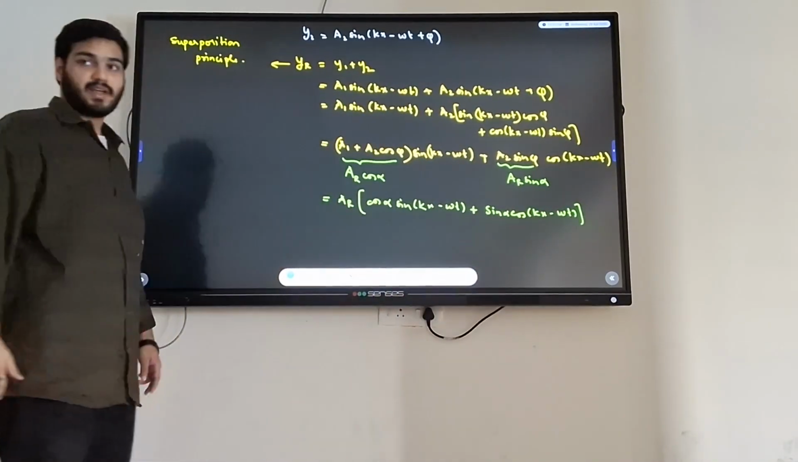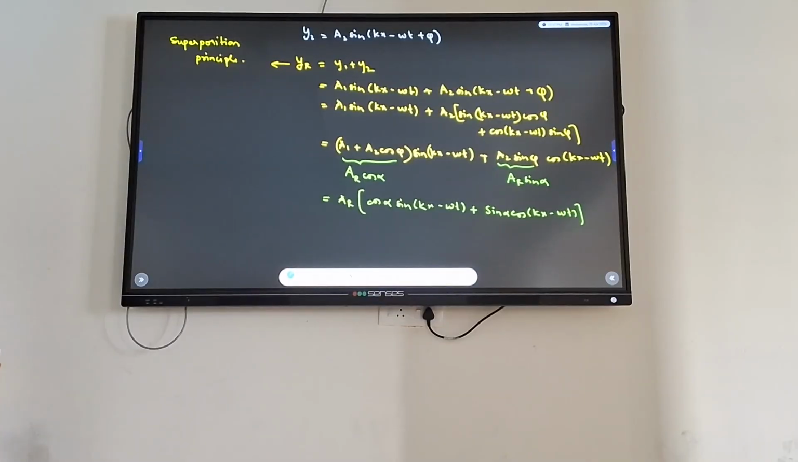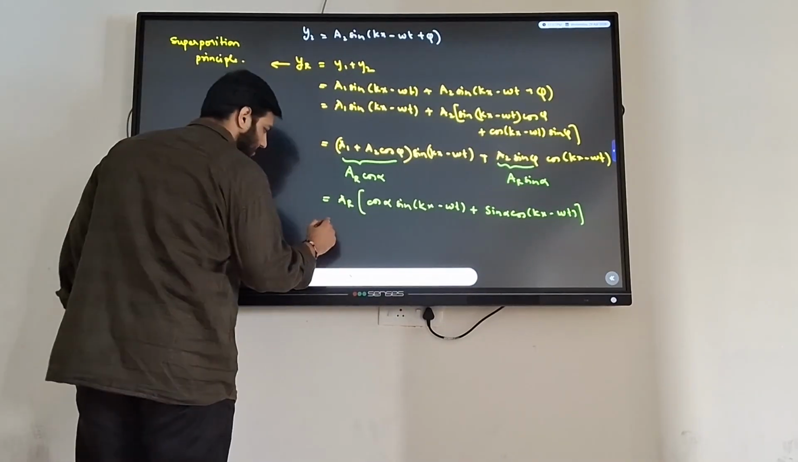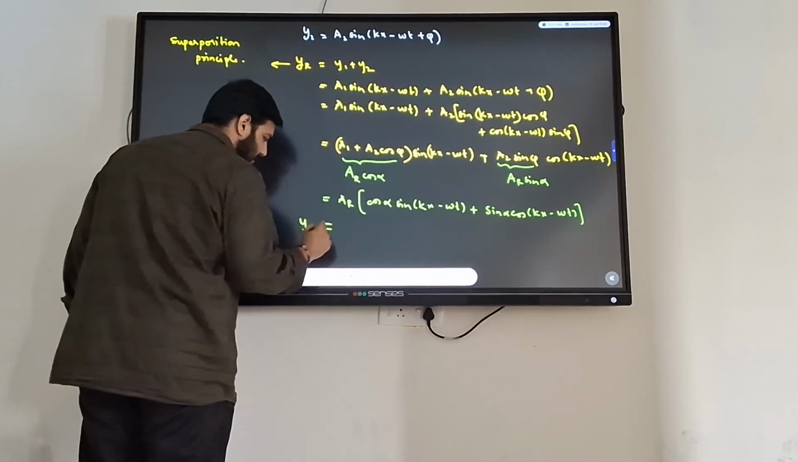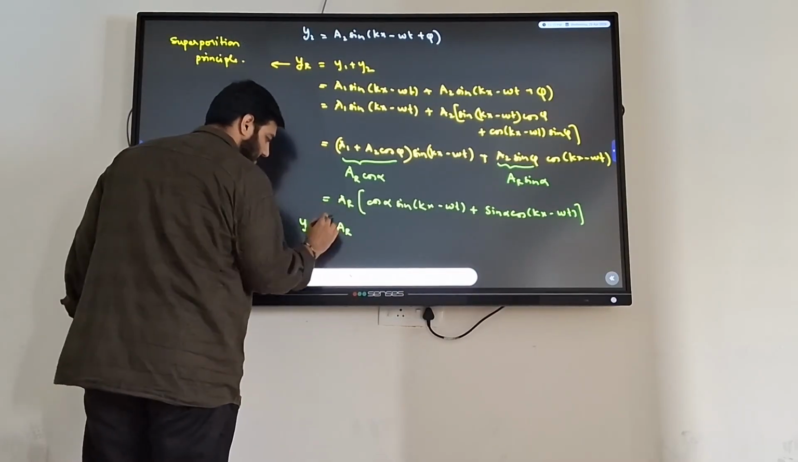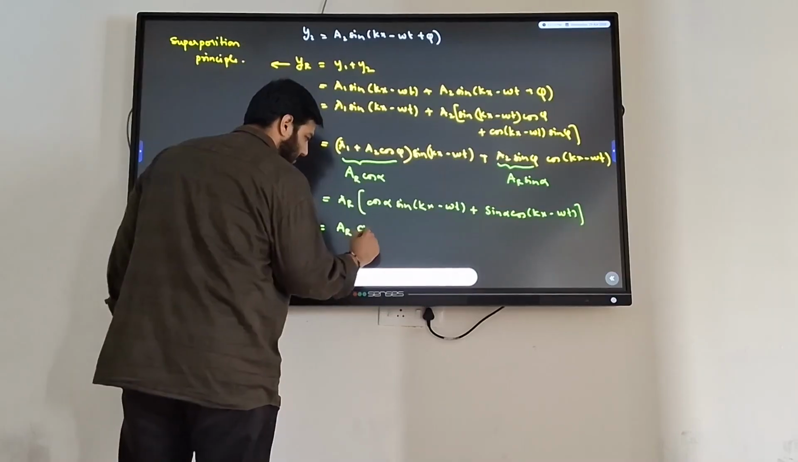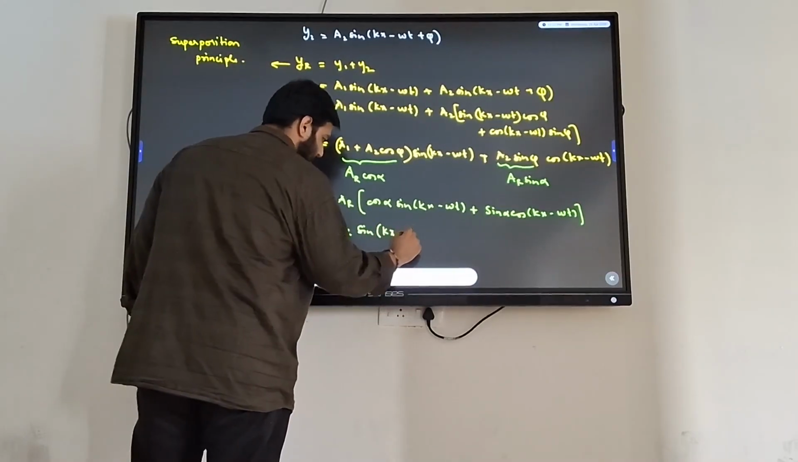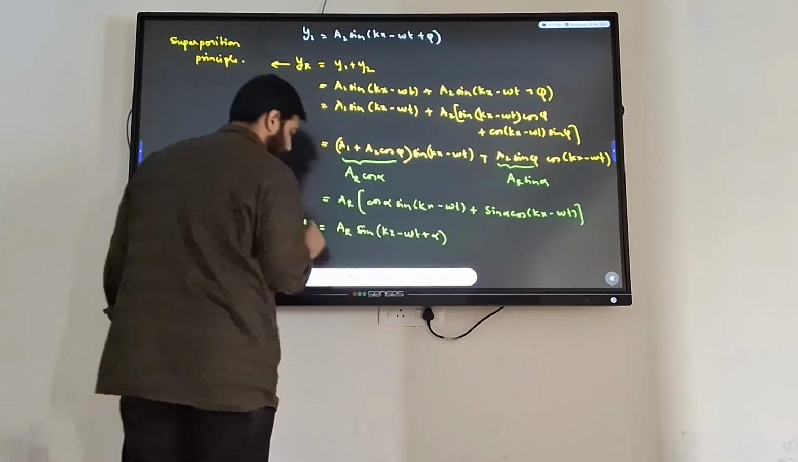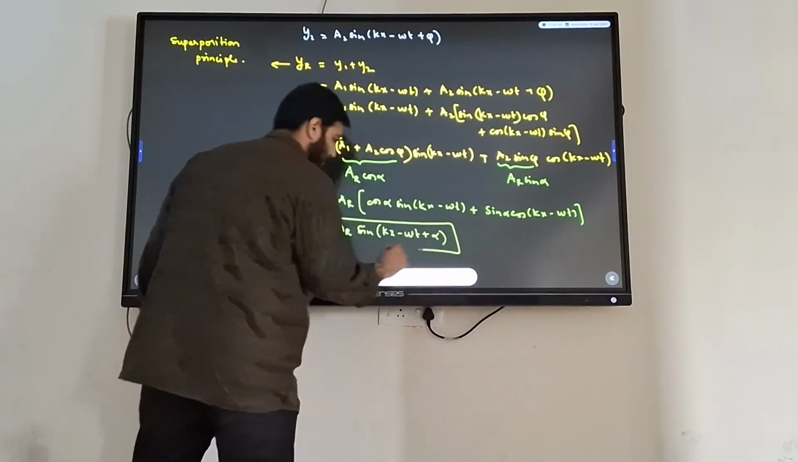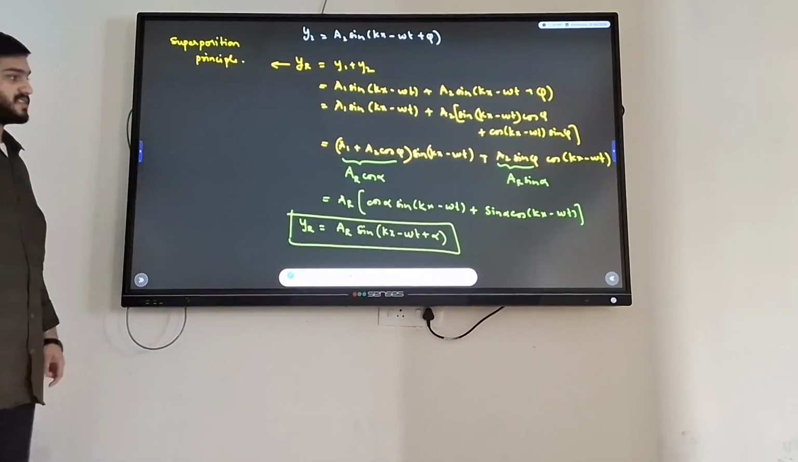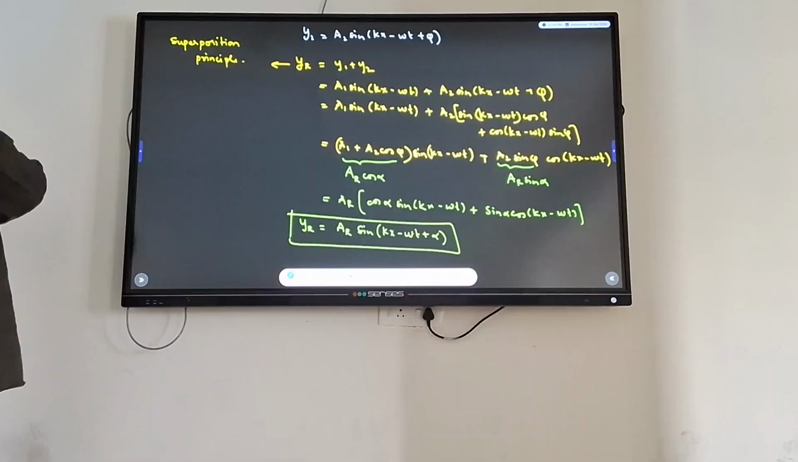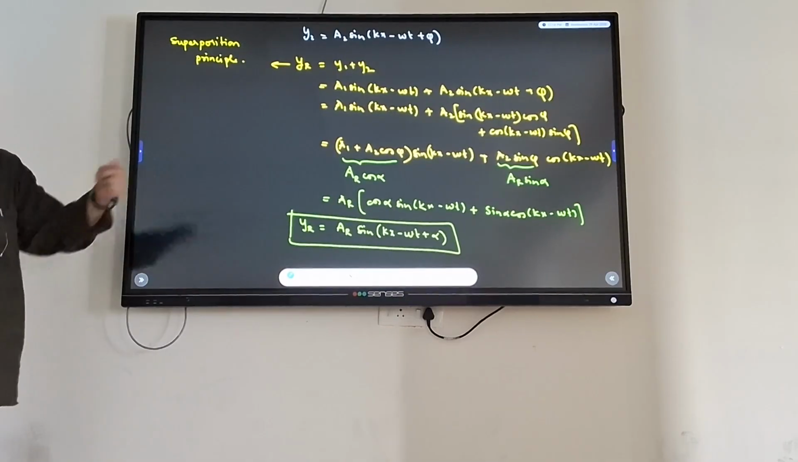And now what does it look like again? The sin(A + B) formula again. Then what should be the final form? yR is equal to AR sin(kx − ωt + α). This is my resultant wave. This is how my resultant wave looks. But now I have to specify what AR and α are.